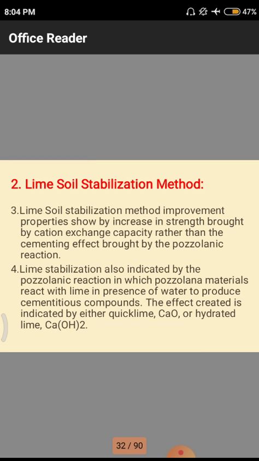Lime stabilization is also indicated by the pozzolanic reaction, in which pozzolana materials react with lime in the presence of water to produce cementitious products. In the previous case also we have observed lime and hydrated lime. The difference between lime and hydrated lime is simply H2O. Whenever we add some quantity of water to the lime, the lime converts into hydrated lime. That also we have to bind with the soil and mix in a graded manner. Then only we go for rolling and the strengthening parameters.